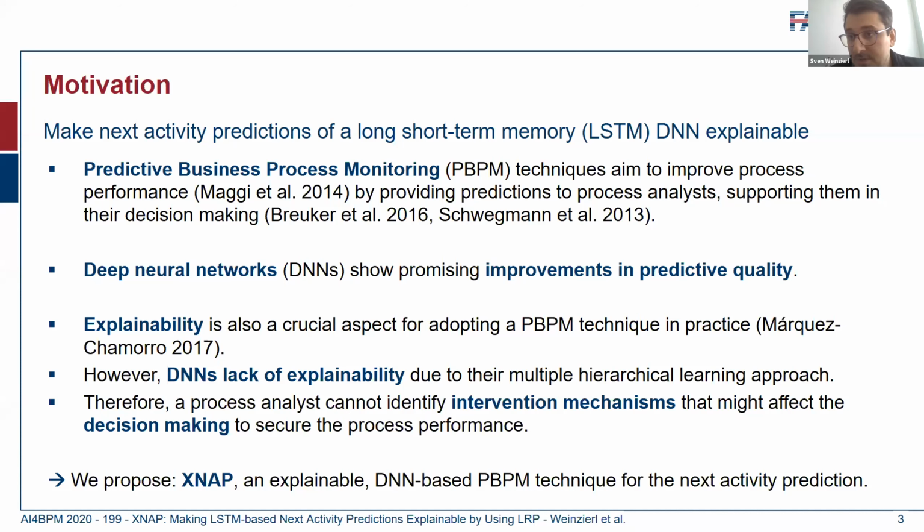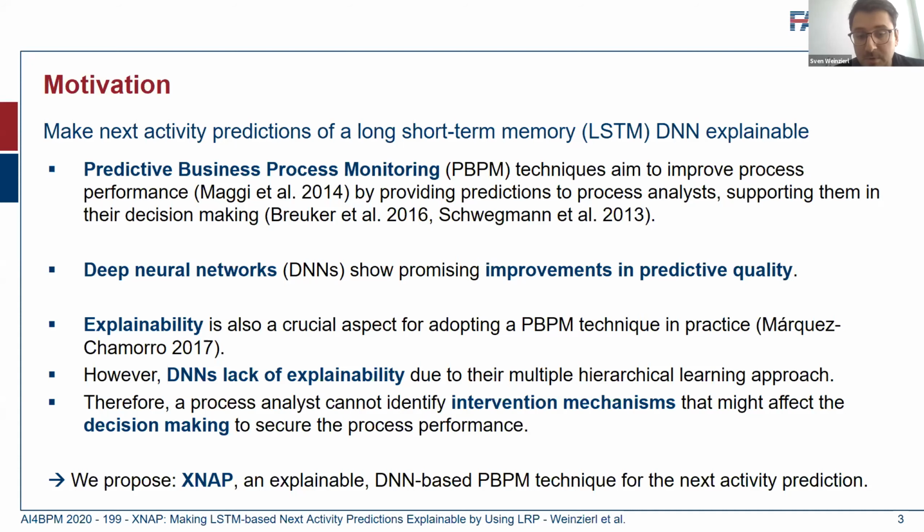However, deep neural networks have one problem. They are black box models, due to their multiple hierarchical learning approach. That means we have nested functions, and because of that, it is hard to understand the way from the data to the prediction. Therefore, we have a problem. The process analyst cannot identify possible intervention mechanisms that might affect the decision making with the goal to secure the process performance. Against this background, we present XNAP.